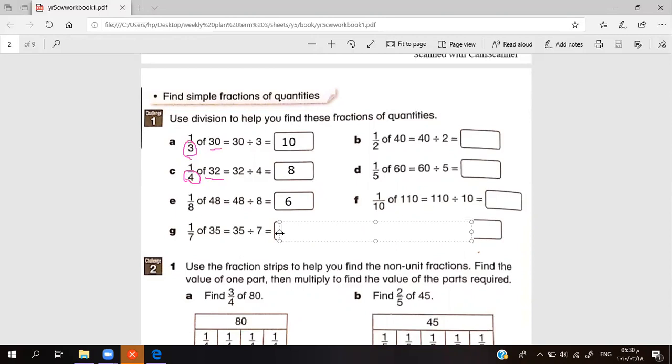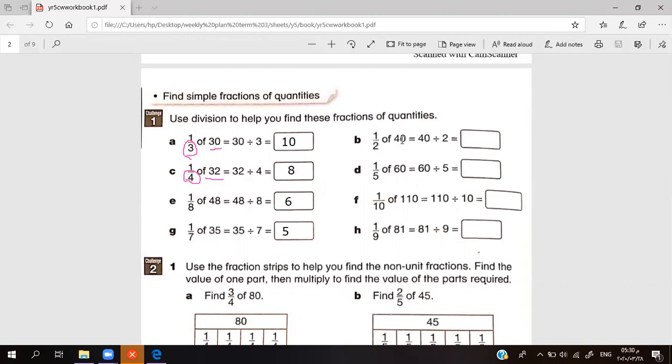It's a 5. Okay, now pause me please and quickly answer B, D, F, and E. Pause me please. When you finish, unpause and listen to how we do it. Okay, now I think you did it and unpaused me.